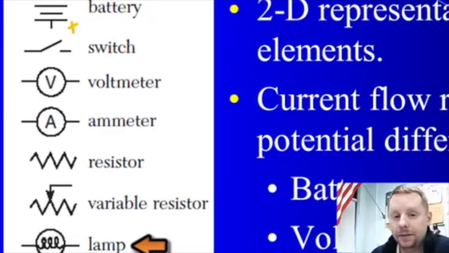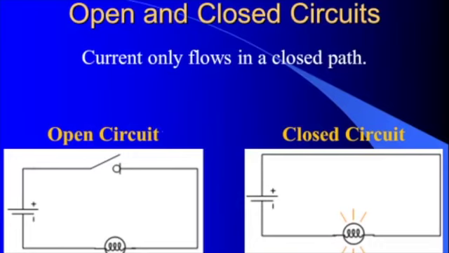So let's see how we can apply some of this. Current only flows in a closed path. So on the left-hand side, you see an open circuit. We have a switch, but it's not closed. You can't go all the way around the loop. You can't go from positive potential all the way around to negative. Therefore, no current flows anywhere in the circuit. You have to have a closed circuit, like is shown on the right, to have current go all the way around the path. And because we have current flowing through the entire path, we see that the lamp on the right is lighting up. It has current flowing through it, the lamp is turned on.